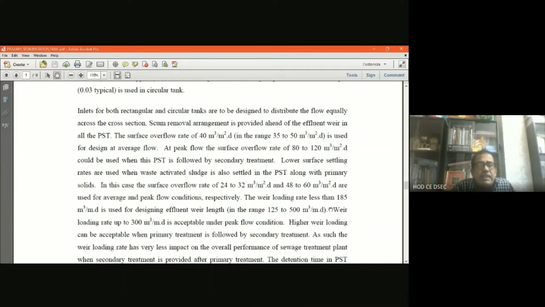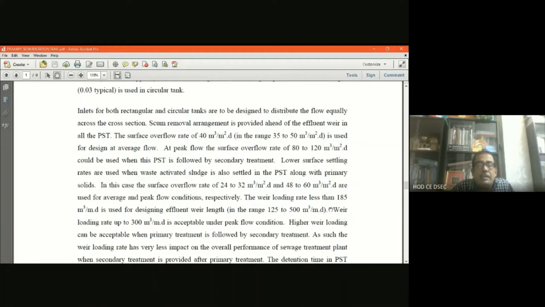The very important aspect I am going to tell, which will be very helpful in designing, is the surface overflow rate. What is the surface overflow rate? Surface overflow rate means Q by BL. That means the horizontal area, where B is the width and L is the length of the rectangular tank. In case of the rectangular tank, the surface overflow rate is Q by BL, that is, meter cube per meter square per day. That is very important for finding out the settling velocity. That is the surface overflow rate.